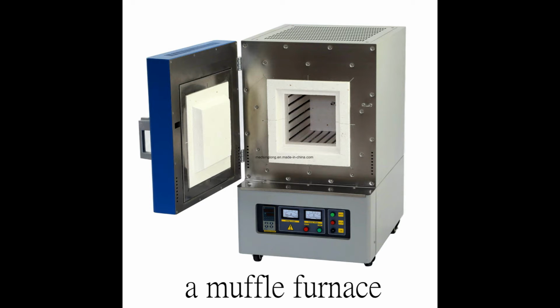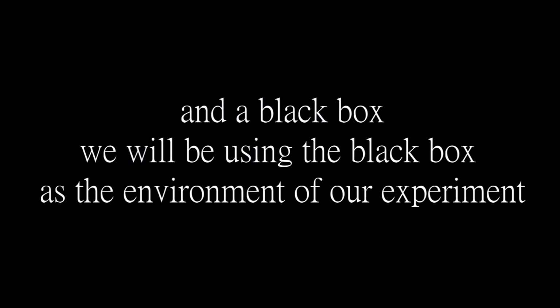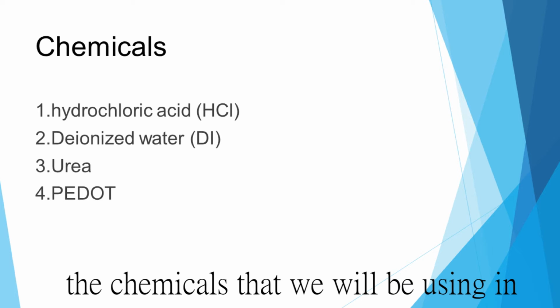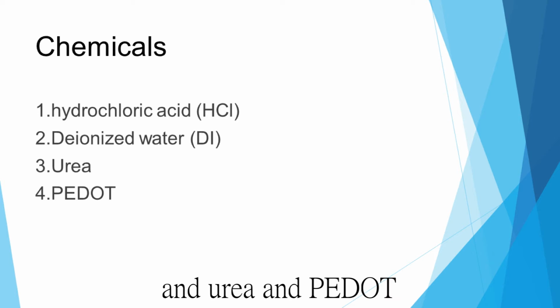For the experiment, we will need a muffle furnace, a dip coater, a rectifier, a voltage amplifier, and a black box. We will be using the black box as the environment of our experiment. The chemicals that we will be using in our experiment are hydrochloric acid, deionized water, urea, and PEDOT.